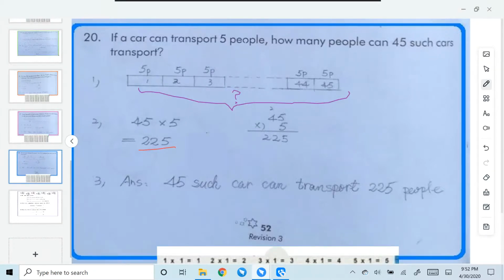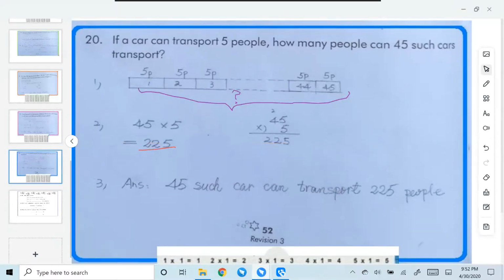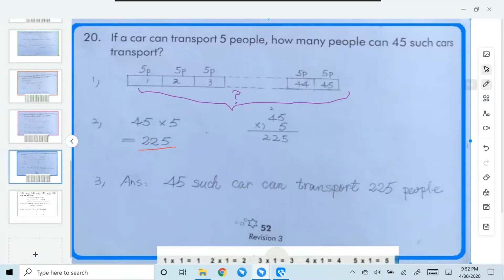It's not finished yet. The third step, we need to write down a word answer. So this is the answer: 45 such cars can transport 225 people.